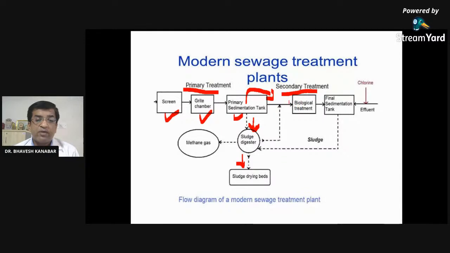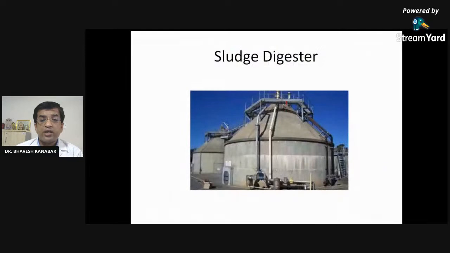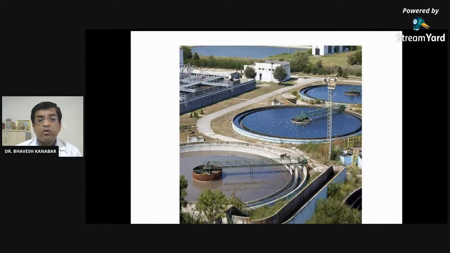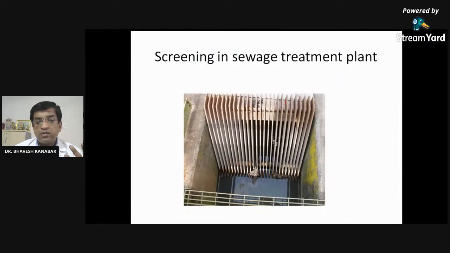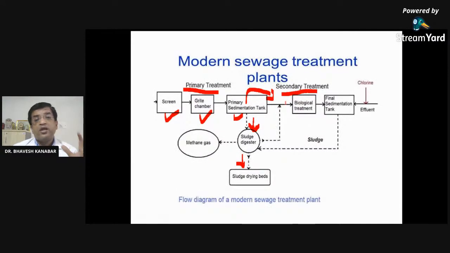But in the modern sewage treatment plant, in place of the trickling filter, the activated sludge process is used. In the activated sludge process, there is aeration, which is carried out with the help of fans. There are separate chambers available for the activated sludge process. In these chambers there are fans, but they are not like the common fan in our room.